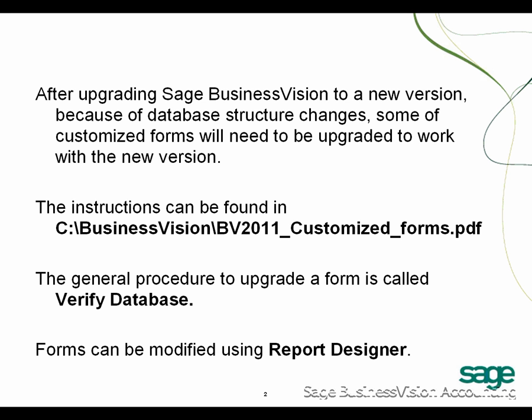After upgrading Sage BusinessVision to a new version, because of the database structure changes, some of the customized forms will need to be upgraded to work with the new version. You can find the instruction in bv2011customizedforms.pdf. The file can be located on your C drive under the BusinessVision folder. The general procedure to upgrade a form is called Verify Database. Forms can be modified using the Report Designer.